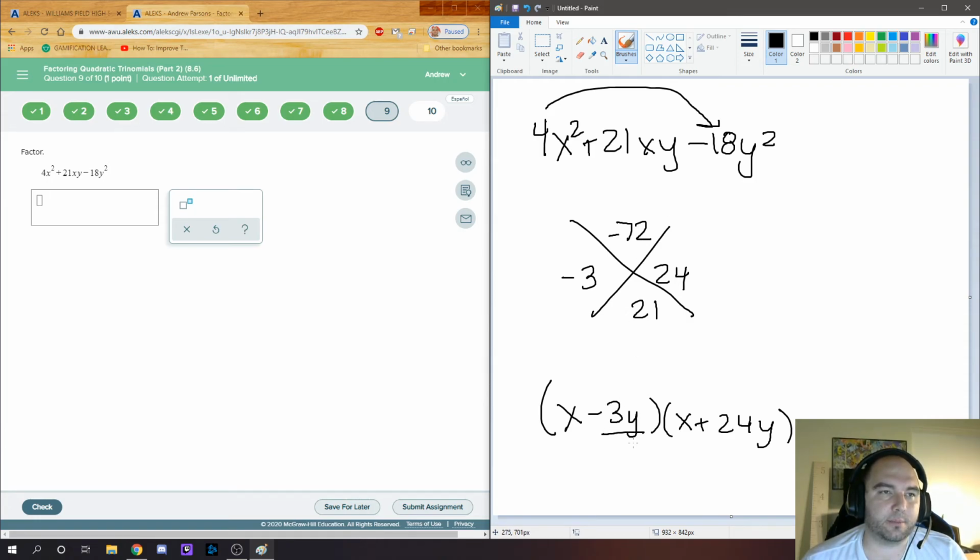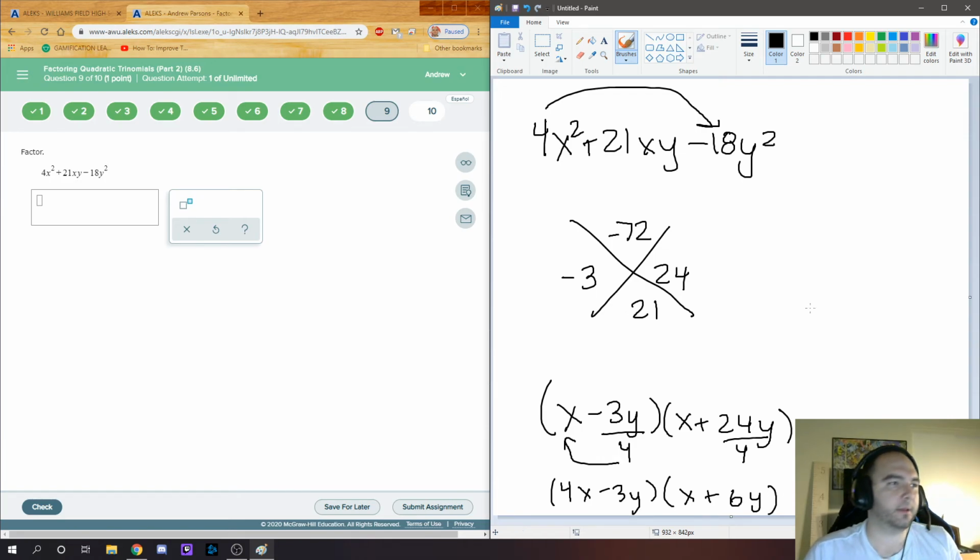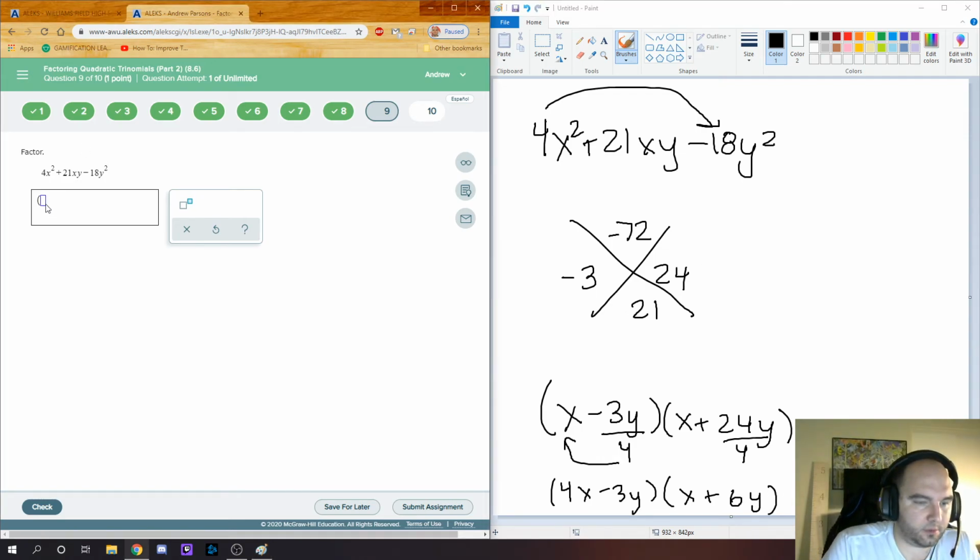I need to do the bottoms up thing. So I'm going to put this over 4. Put this other thing over 4. I can't divide by 4, so I get 4x minus 3y. That's a spicy binomial right there. And on the second one, I get x plus 6y. So 4x minus 3y, x plus 6y.